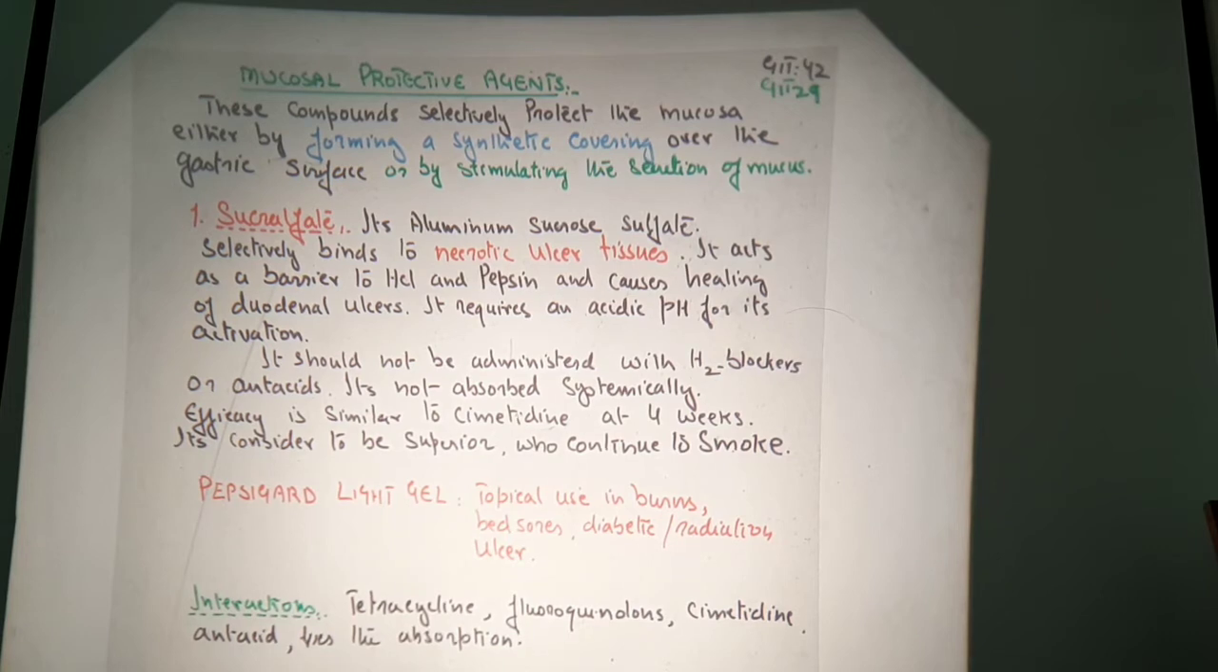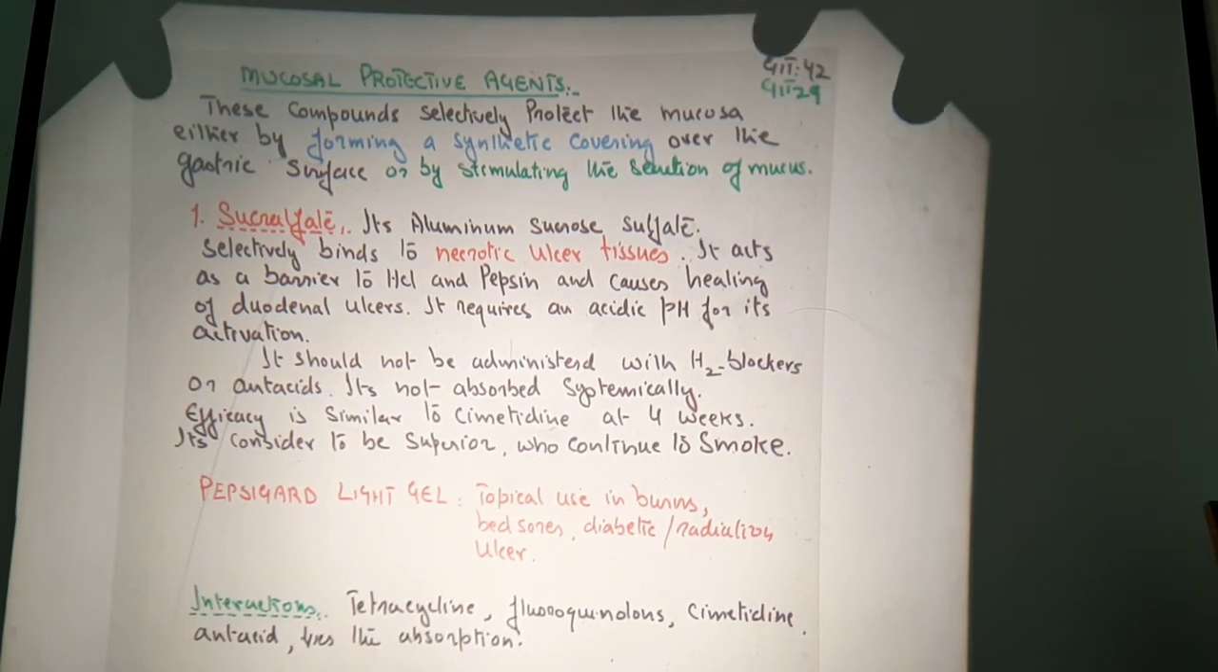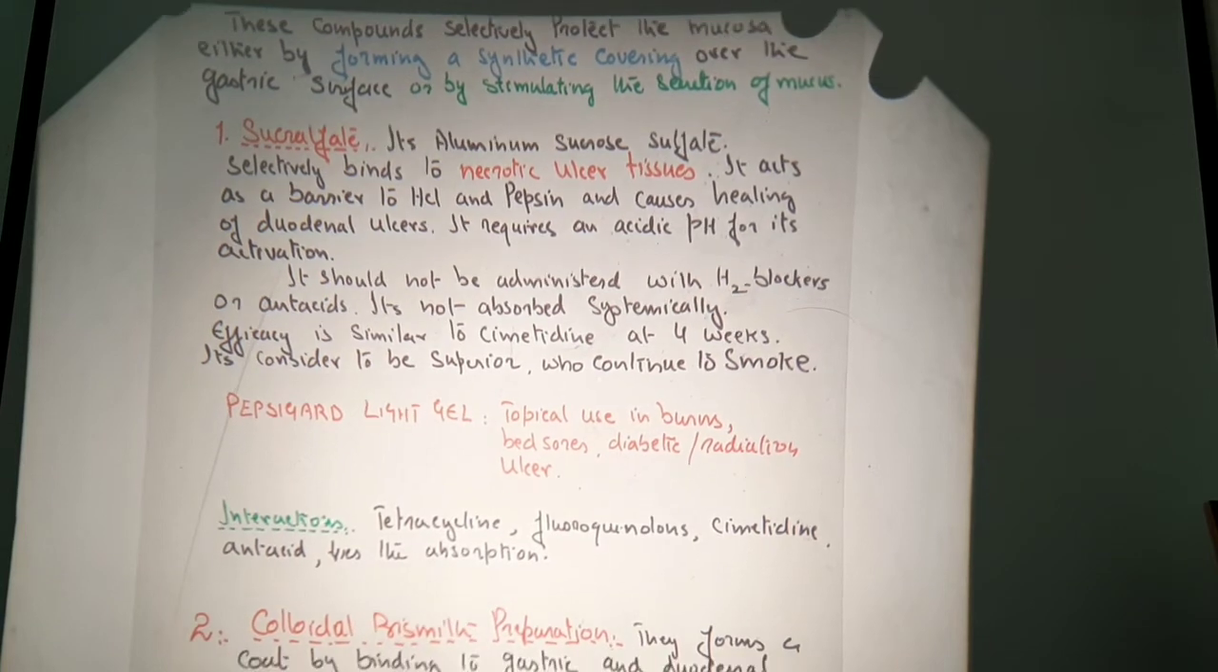Now cimetidine, we have discussed cimetidine, they are proton pump inhibitors. At 4 weeks, for the 4 weeks of utilization, it is considered to be superior, that is superior for those who continue to smoke. For smokers, it is the best preparation to be used.